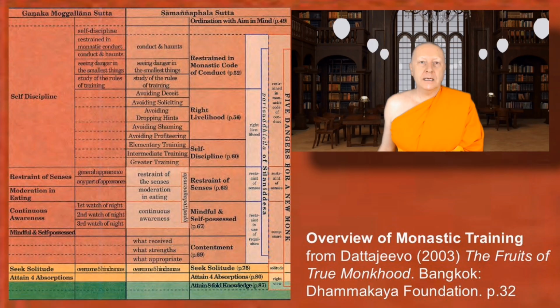Nonetheless, there are some parts of the monastic training that are expanded upon in more detail in the Gaṇaka-Moggallāna Sutta than they are in the Samaññaphala Sutta. This is particularly the case for moderation in eating and continuous awareness.